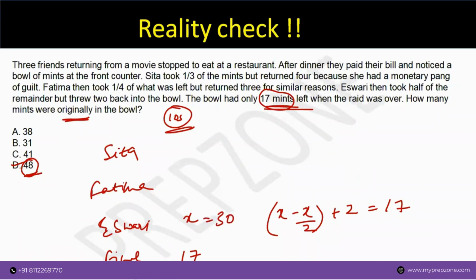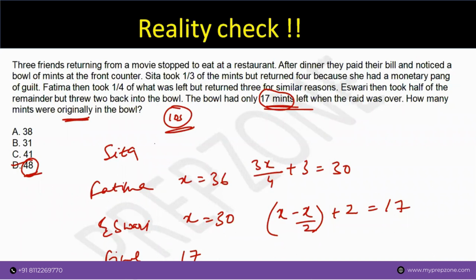Now again, Fatima then took 1/4 of what was left. So I'll assume that Fatima had X. She has taken 1/4, so remaining will be 3X by 4, but returned 3. Plus 3, it should be equal to 30. So 3X by 4 is 27, X by 4 is 9, so it has to be 36. Is this method making sense to you guys?